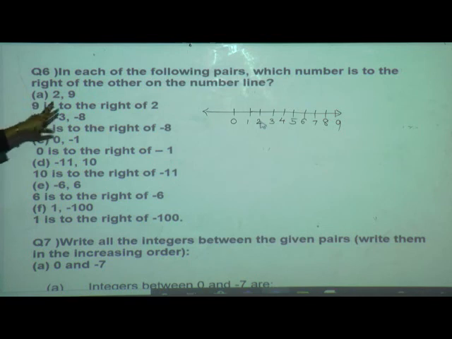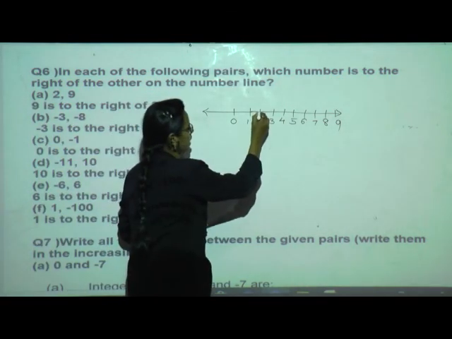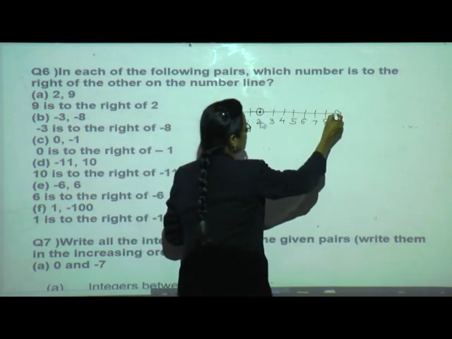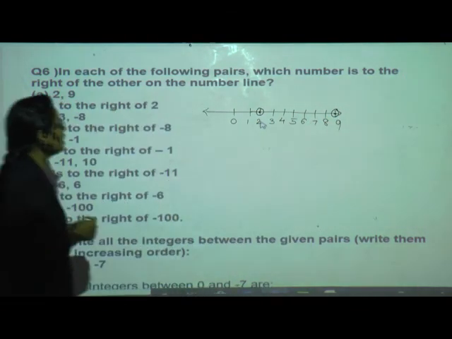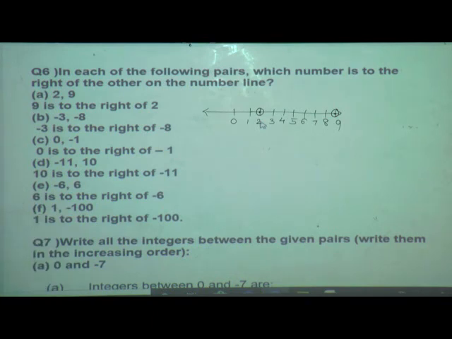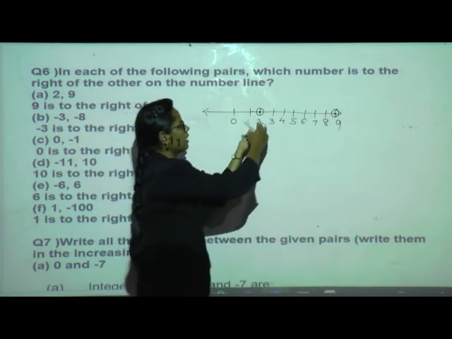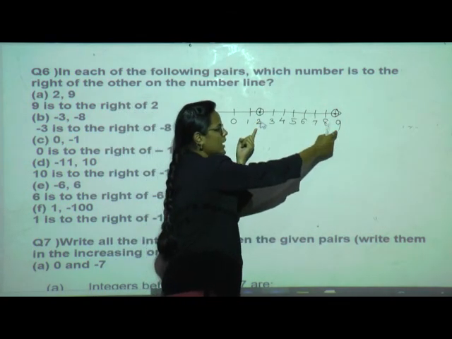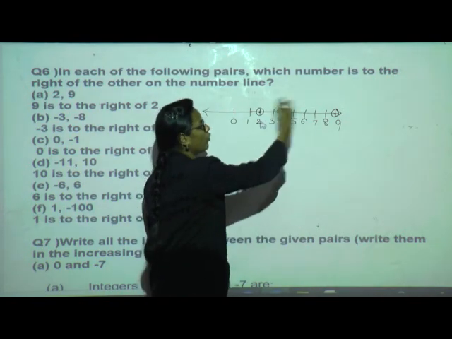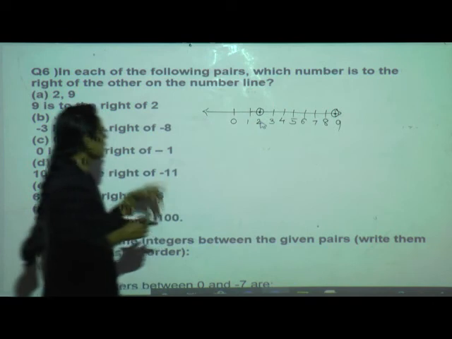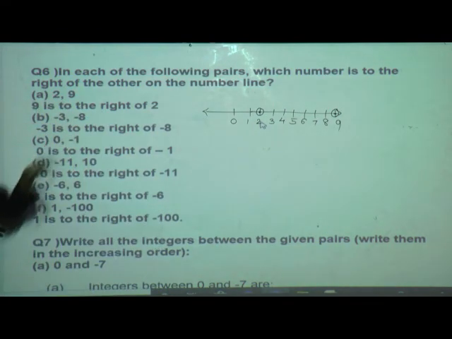Now we have to first see 2 and 9, positive 2 and positive 9. So here is the positive 2 and here is the positive 9. Which is to the right side? Then you can tell between 2 and 9, 9 is to the right of 2. 9 is to the right of 2, means on the right side of 2 we have the number 9. So the answer is given here, 9 is to the right of 2.